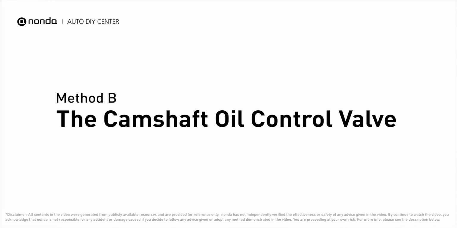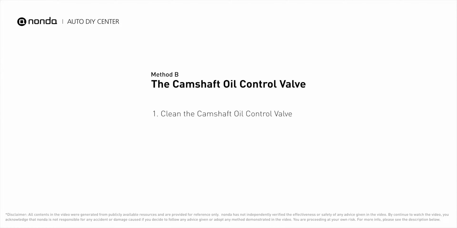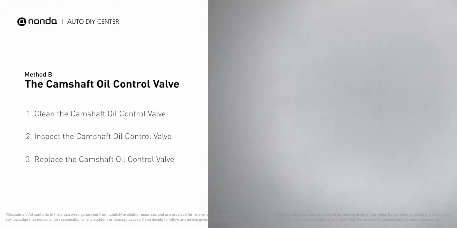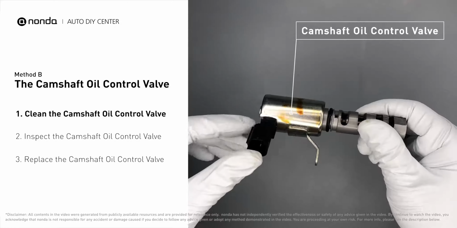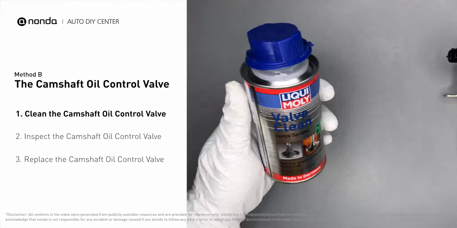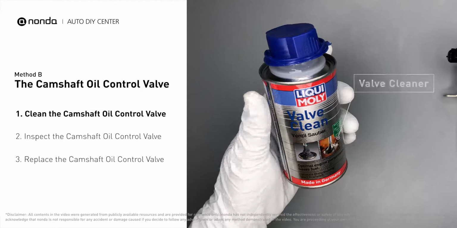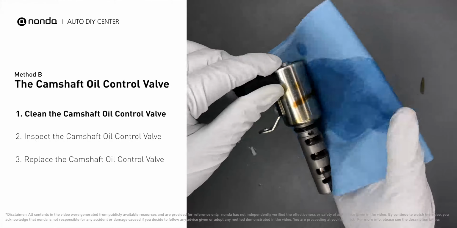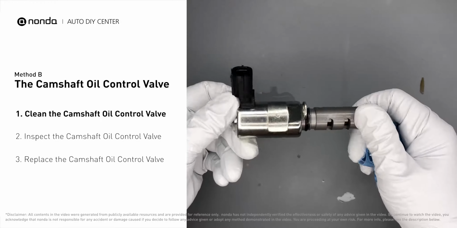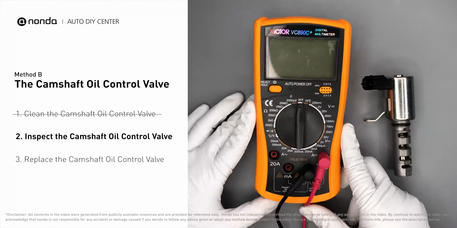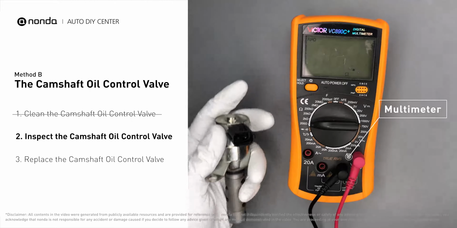Method B: the Camshaft Oil Control Valve. First, carefully remove the camshaft oil control valve from the engine. Use a valve cleaner to clean the camshaft oil control valve. Then use a multimeter to proceed with a test on the camshaft oil control valve.